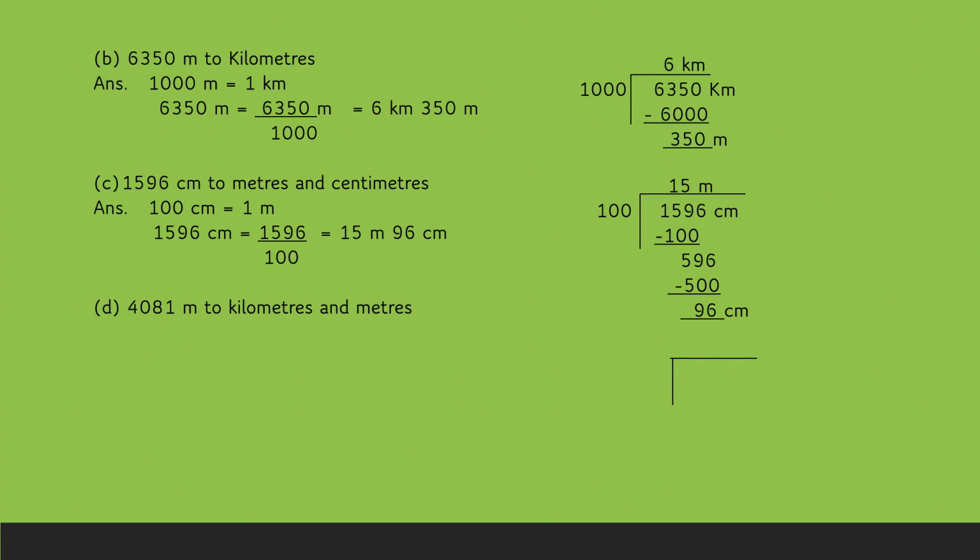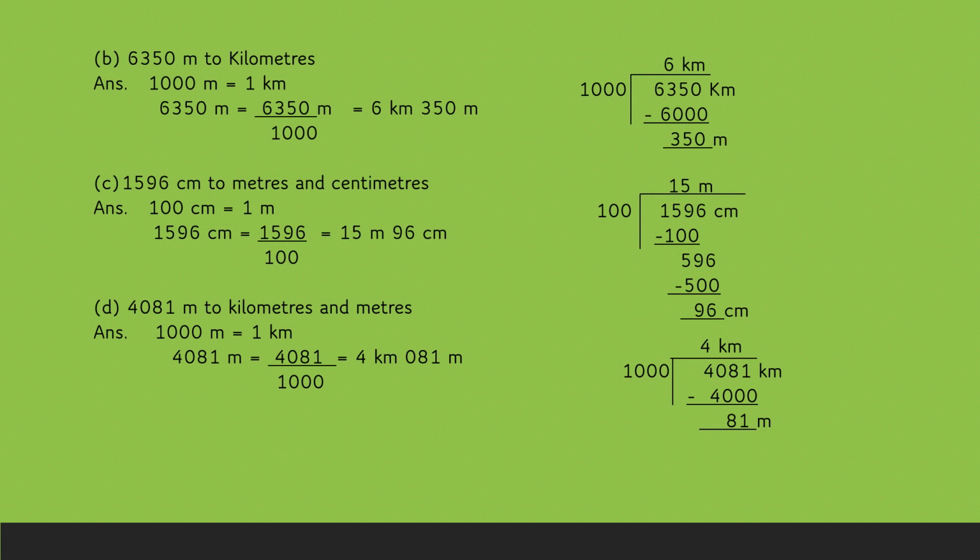Then children, D part, 4081 meters you have to change into kilometers and meters. Now same process you have to follow here. 1000 meters is equal to 1 kilometer. 4081 meter will be divided by 1000. So number of zeros in the denominator are 3. So on the numerator also you will count 3 digits. 81 will be your meter and 4 will be your kilometer. So total answer is 4 kilometer, 81 meter.